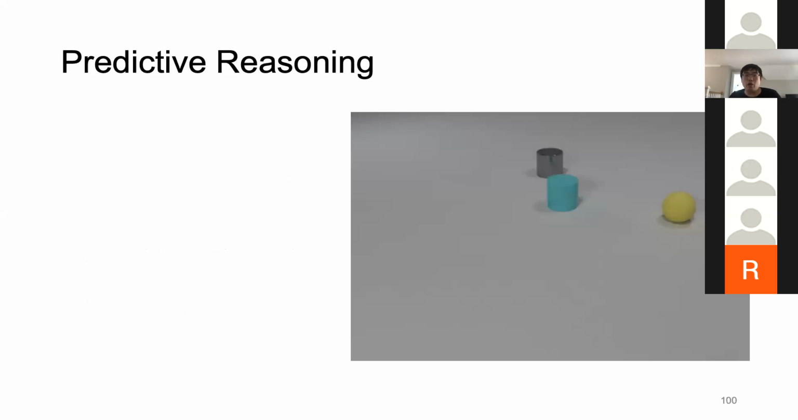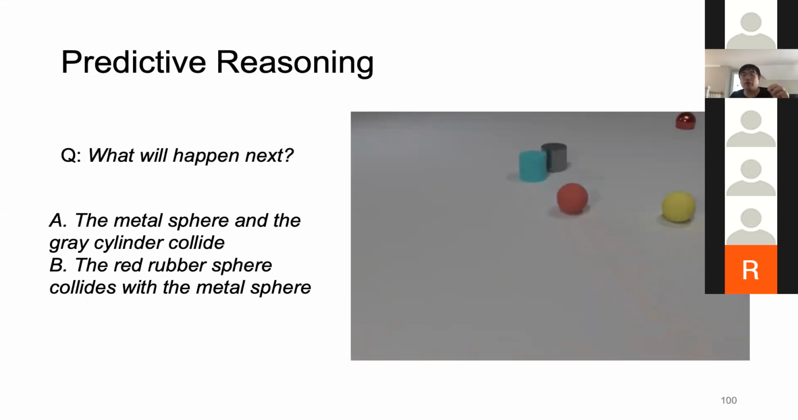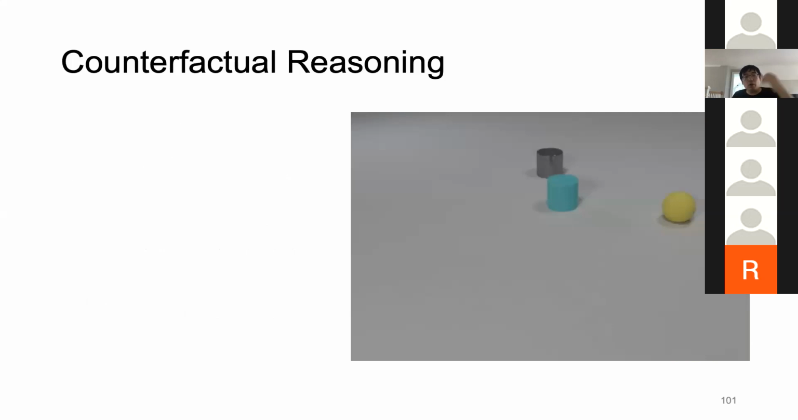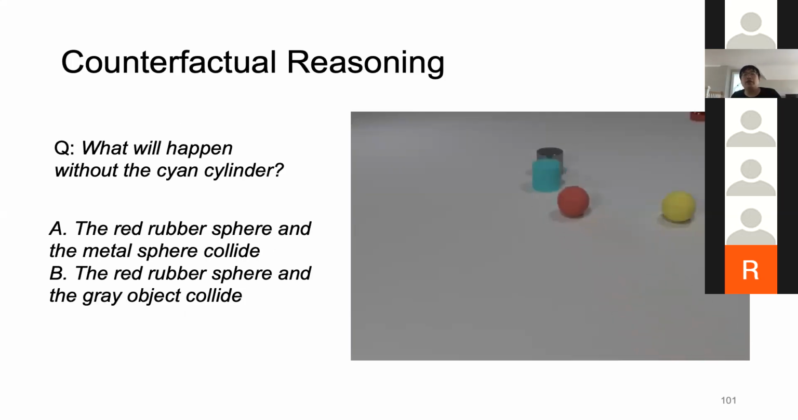Predictive questions query about a future event after the video terminates. In this example, the metal sphere will keep moving along the white arrow and collide with the red sphere. So the answer is that the red sphere will collide with the metal sphere. The most challenging questions in the dataset are the counterfactual questions. They require the model to imagine an outcome when one object is removed from the scene and select the event that will happen under this unobserved scenario. For example, we can ask, what will happen without the cylinder? The answer should be the second one: the red rubber sphere and the gray object collide with each other.